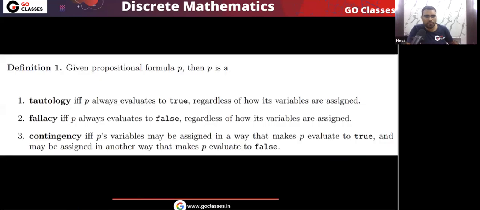Very simple, very easy. So we have already seen that if you have a propositional formula, when can you call it tautology, when can you call it contradiction, and when can you call it contingency? Another name for contradiction is fallacy. But this is not a famous name, you can forget about it. The famous name is contradiction.